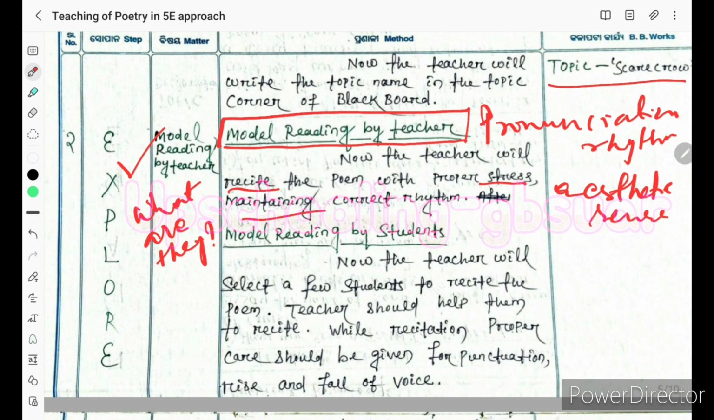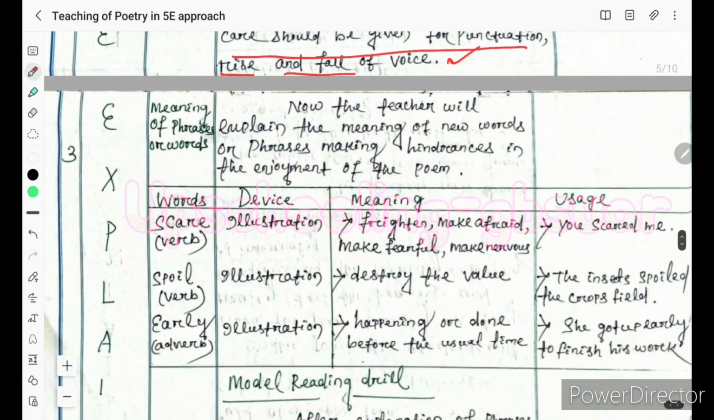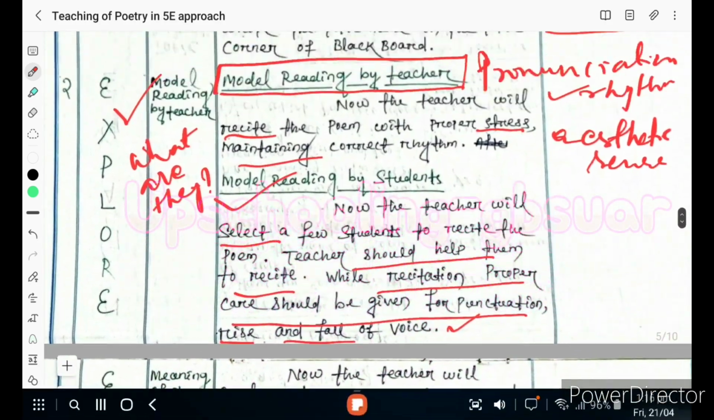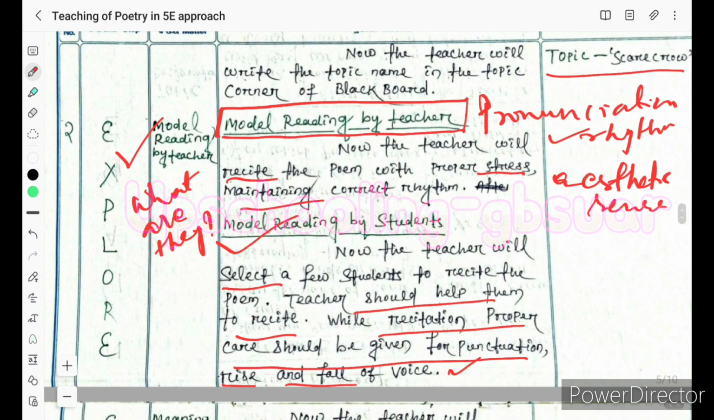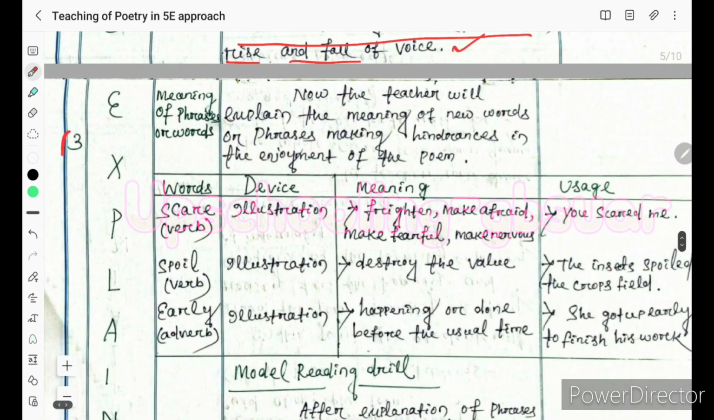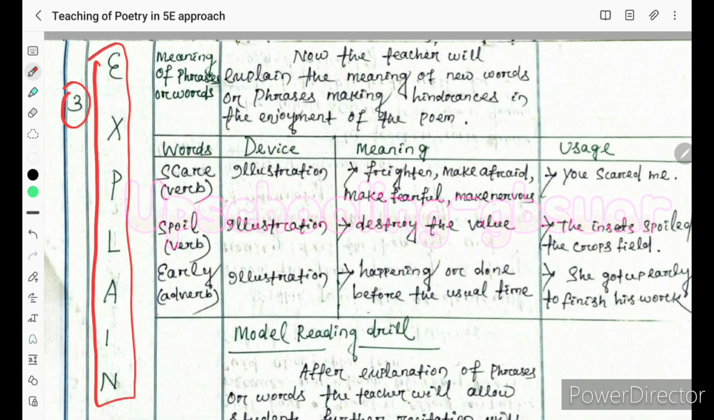Then the students will recite the poem one by one. The teacher should help them to recite. While reciting, proper care should be given to pronunciation and the rise and fall of voice. If there are any words or phrases creating hindrances in their recitation, the teacher will discuss them afterwards. Let's come to the third stage, that is explain. Here the teacher will explain the words or phrases making hindrances in the enjoyment of the poem.